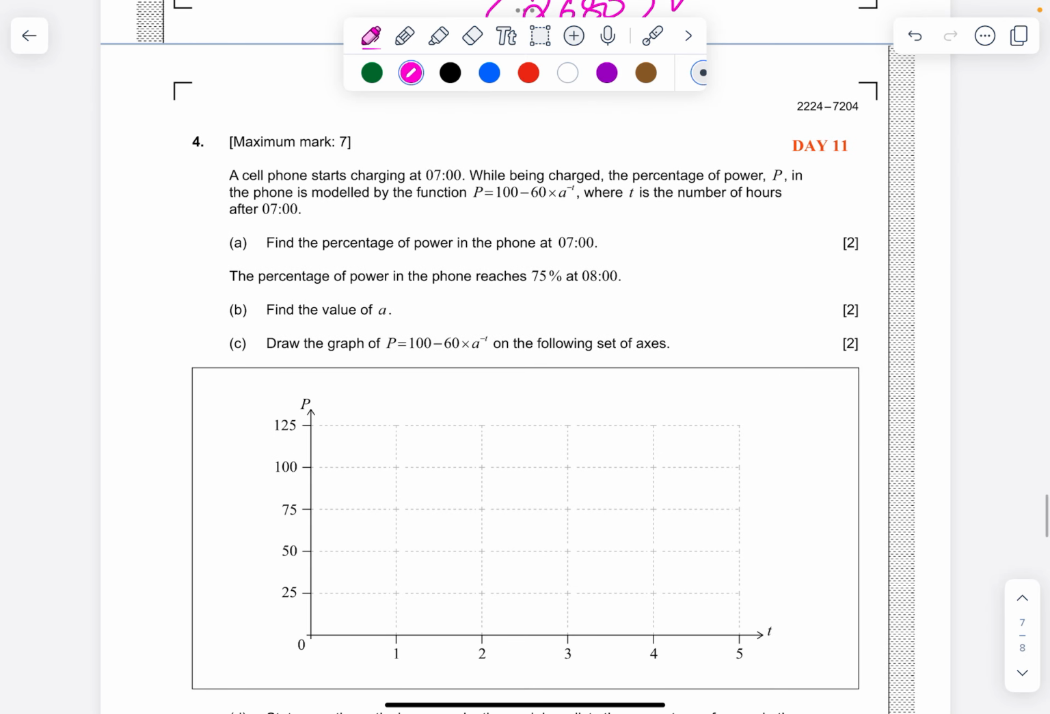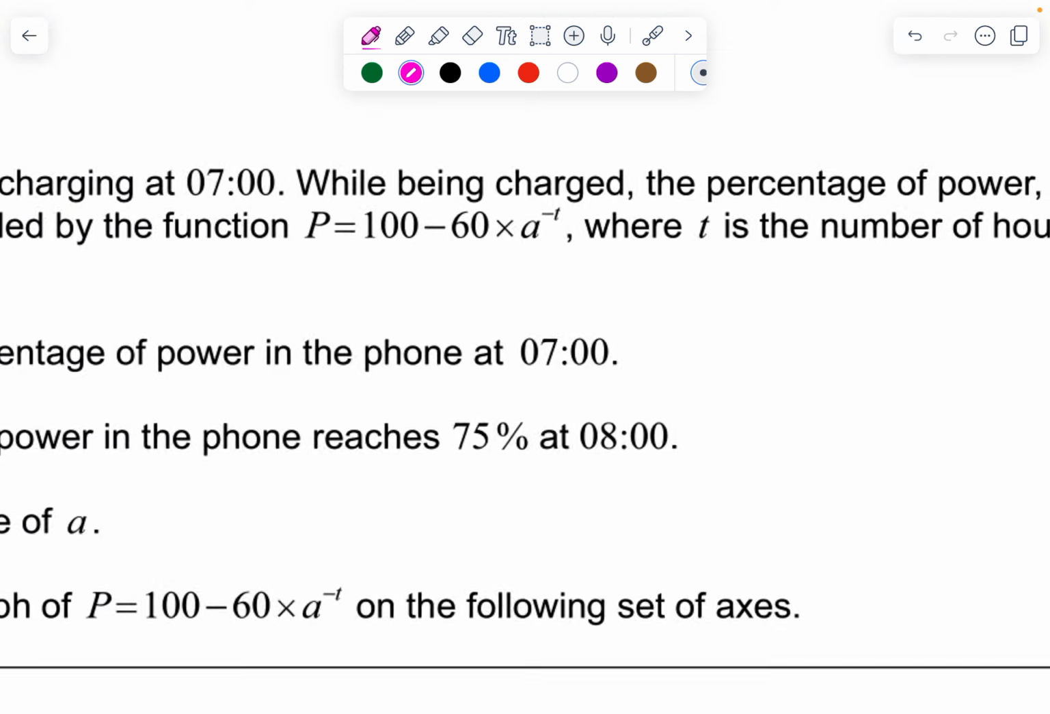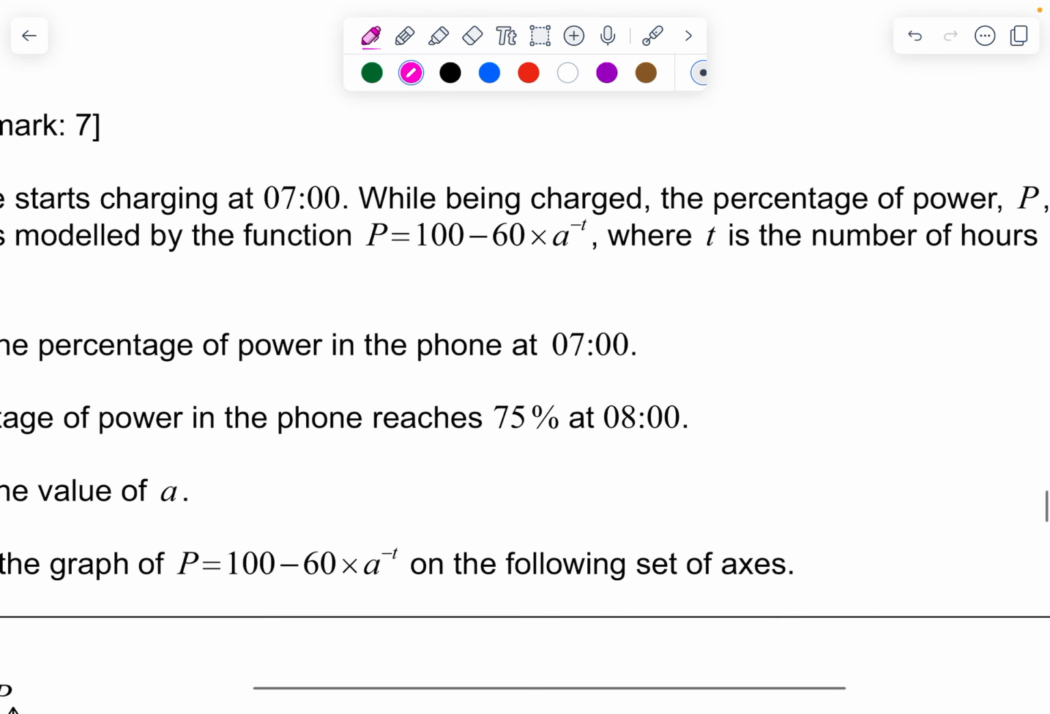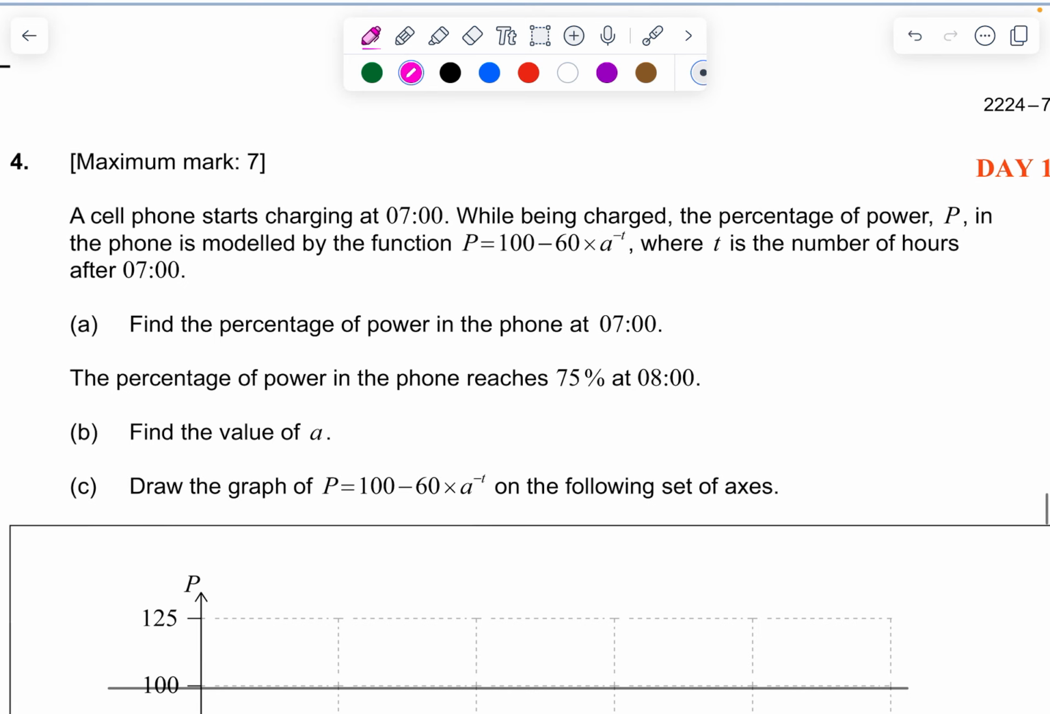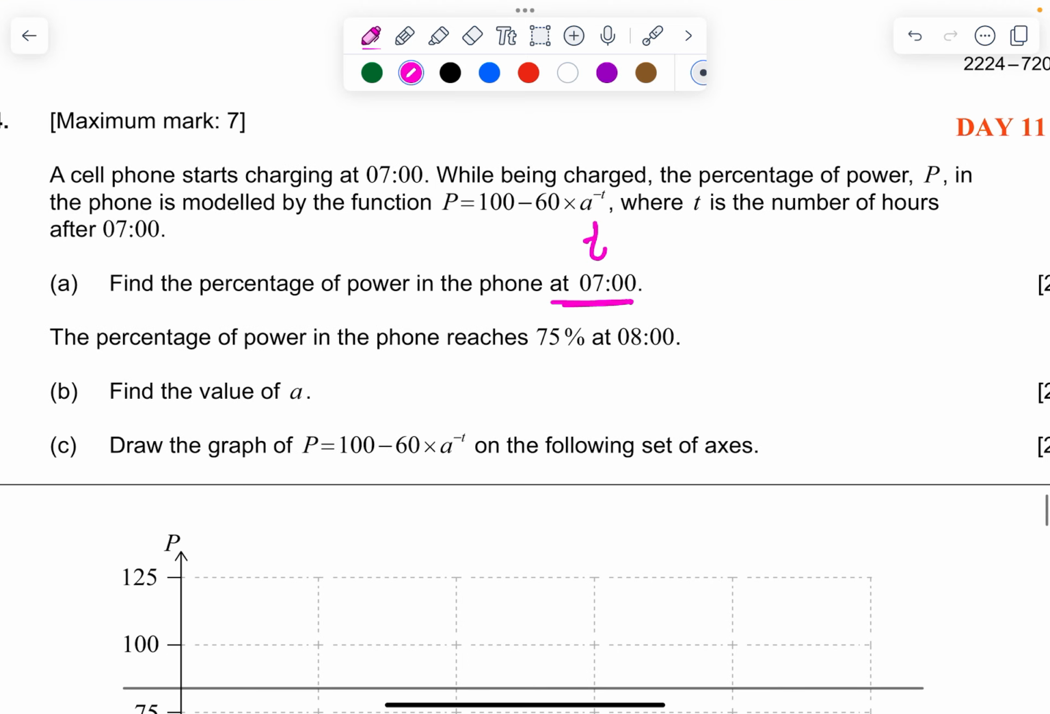Coming to question number 4. A cell phone starts charging at 7 a.m. While being charged, the percentage of power P is given by this formula: P equals 100 minus 60 times e to the power of minus t. Find the percentage of power at 7 o'clock. So that means at t equals 0.